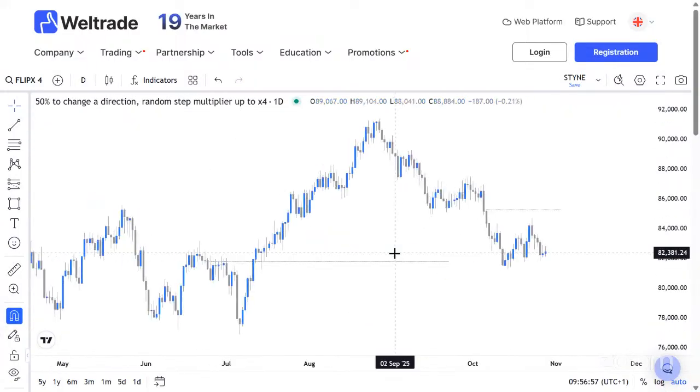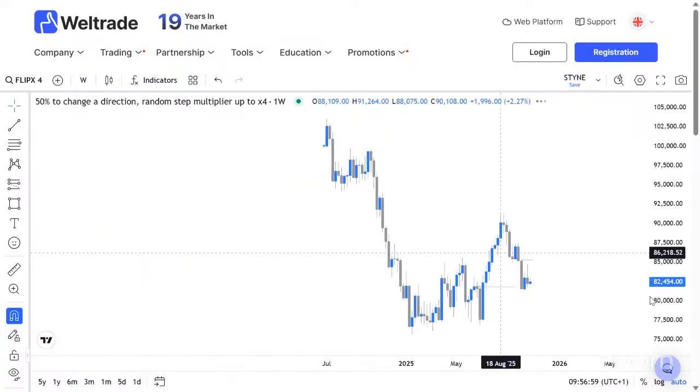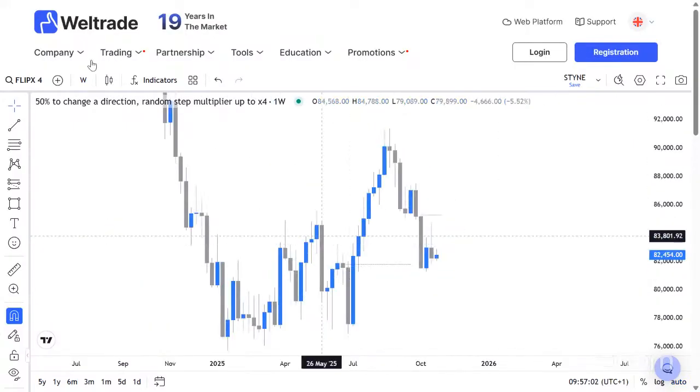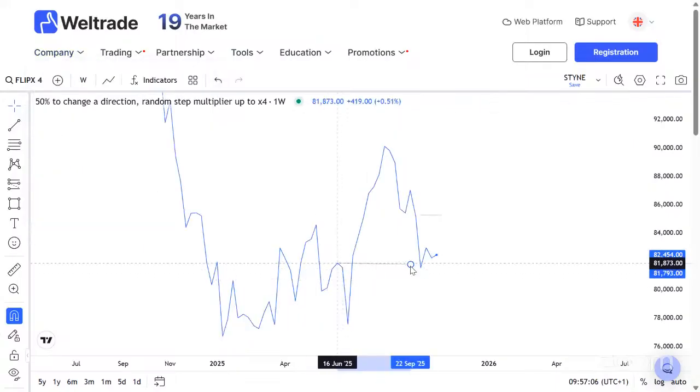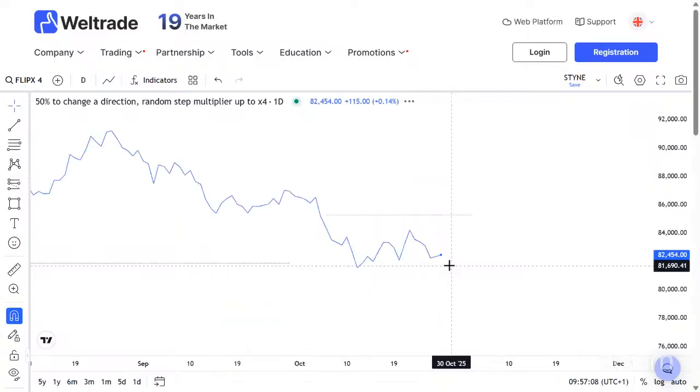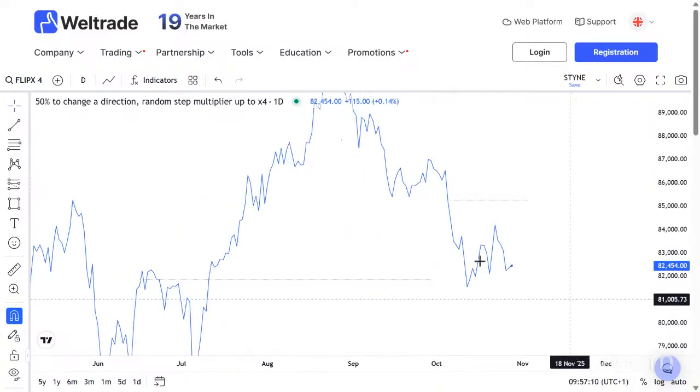Flip 4. I'm bullish on Flip 4. From this weekly expansion, let me show you the line chart. From this weekly expansion here, you see. So what we just want is for daily. You see that daily has aligned.